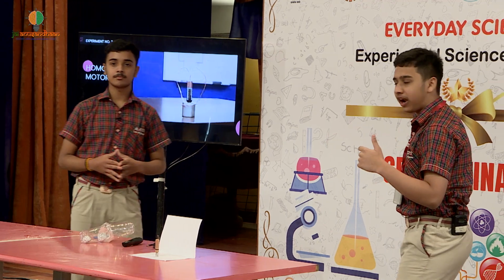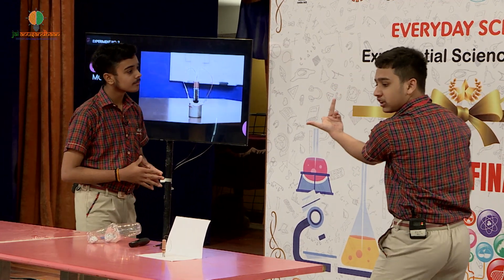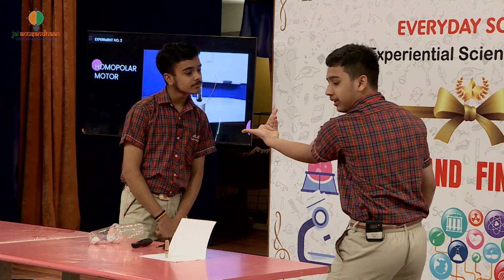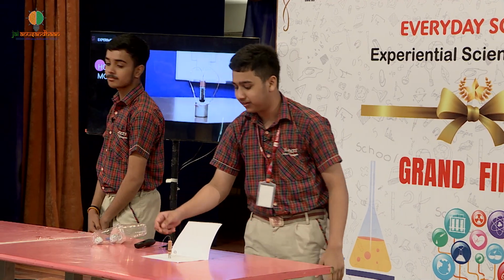Let's use Fleming's left-hand rule. Charge is flowing in an upward direction, magnetic force exists in the radial direction, and there is a force on the left side. That is how it's spinning.